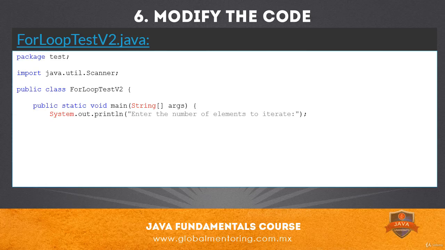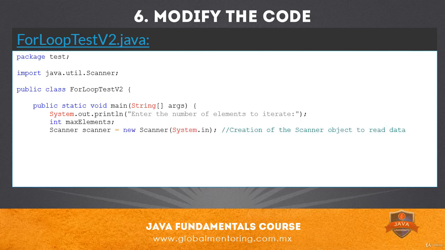and we ask the user, enter the number of elements to iterate. We declare a variable maxElements of type int. We initialize the Scanner object to read the data, and we read the value provided by the user. Using the Scanner object, the method nextInt, and we assign the value to the variable maxElements.